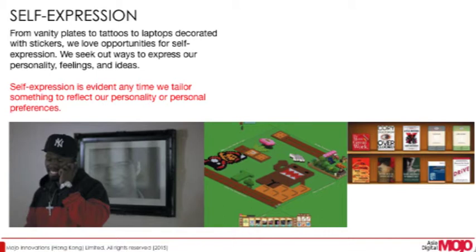Self-expression is evident anytime we tailor something to reflect our personality or personal preference. Those are very good examples that people express themselves on your products. For example, the first one, the user's personal image can appear in a customized music video, and by doing that, people are willing to spread your music video widely.